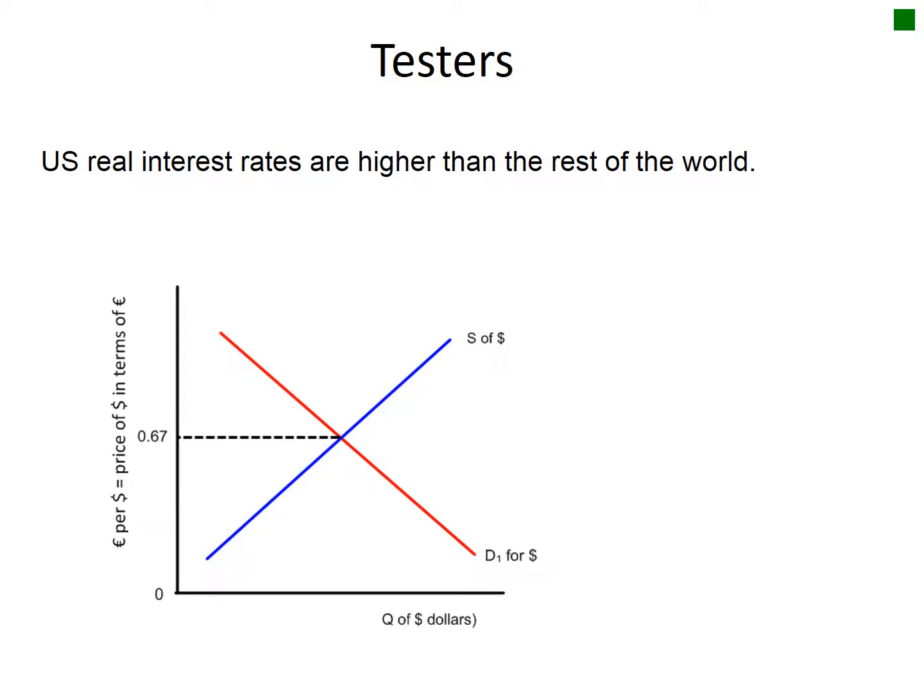Real interest rates are higher. U.S. real interest rates are higher than in the rest of the world, and we're tracking quantity of dollars. Okay, if real interest rates are higher than the rest of the world, then there's going to be more of a demand for the US dollar. This is D2, because people will want to exchange their currency in the foreign exchange market for US currency. And this will drive the value of US dollars up.